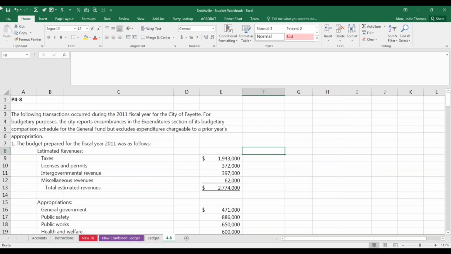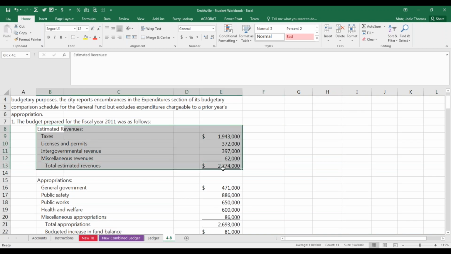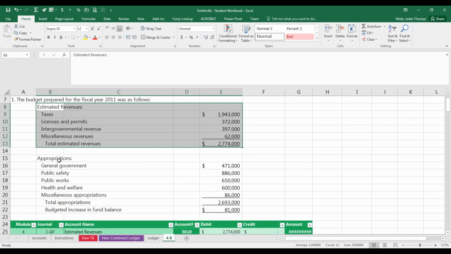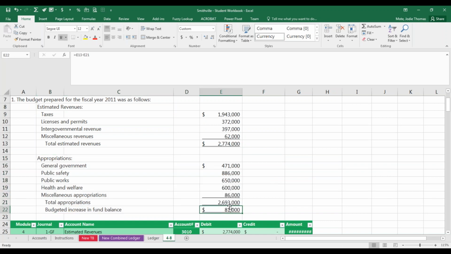a prior year's appropriation. Okay, so first, we've got this list of estimated revenues here, and we've got our list here of appropriations and the budgeted increase in fund balance, which of course is the difference between the total estimated revenues and the total appropriations.